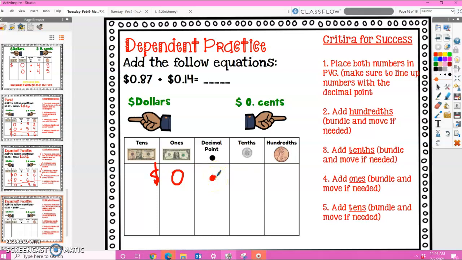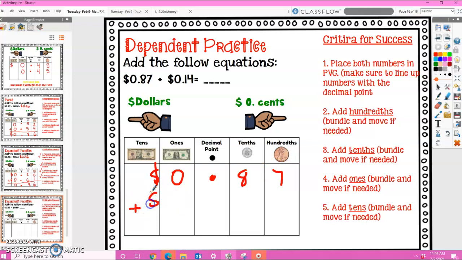What number comes after the decimal for 87 cents? What number comes in the tens place? 8. You are correct. What number goes in the hundredths place? What number is right after 8? 7. Good job. Plus sign.